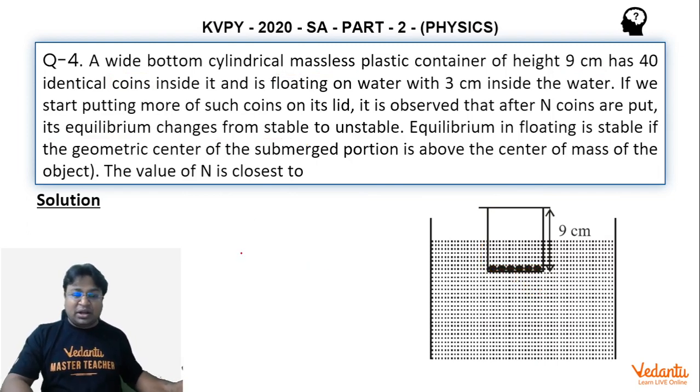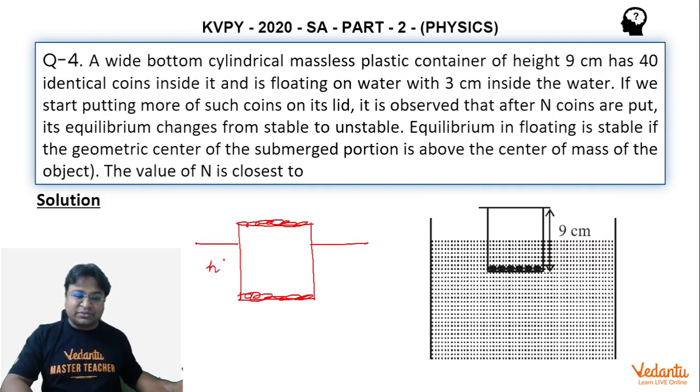Let me try to make the next figure. In the next figure, we have a container that possesses mass here and mass here. Let's say it is submerged to a height h. Now if it is submerged to a height h, then the center of buoyancy would lie at h by 2, and this is the same as the center of mass. Let me call this height y for now.